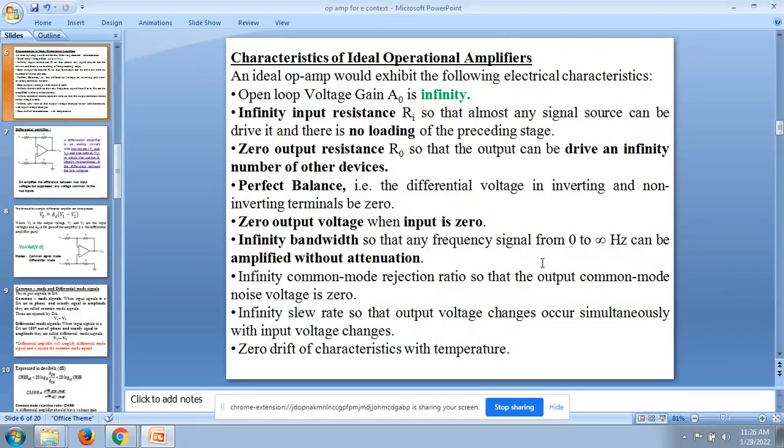Infinite bandwidth, so that any frequency signals from 0 to infinity hertz can be amplified without any attenuation. Infinite common mode rejection ratio, so that the common mode noise voltage at the output is zero. Infinite slew rate, so that the output voltage changes simultaneously with the input voltage changes. Zero drift of characteristics with the temperature. So when the temperature is changing, there is zero drift.